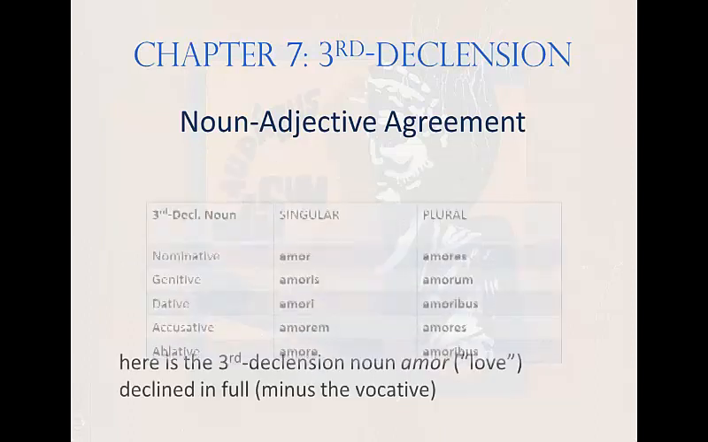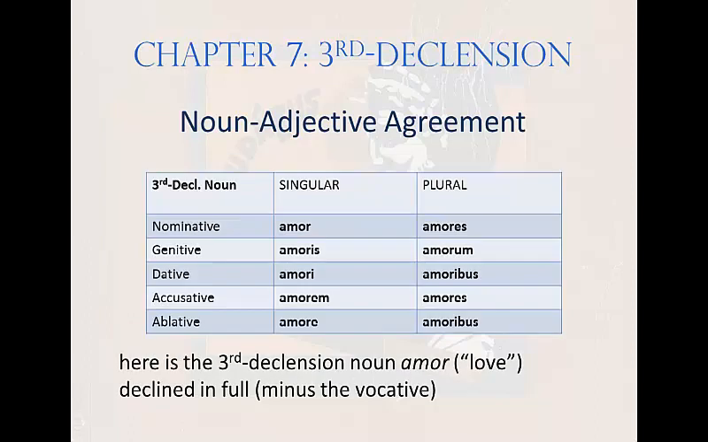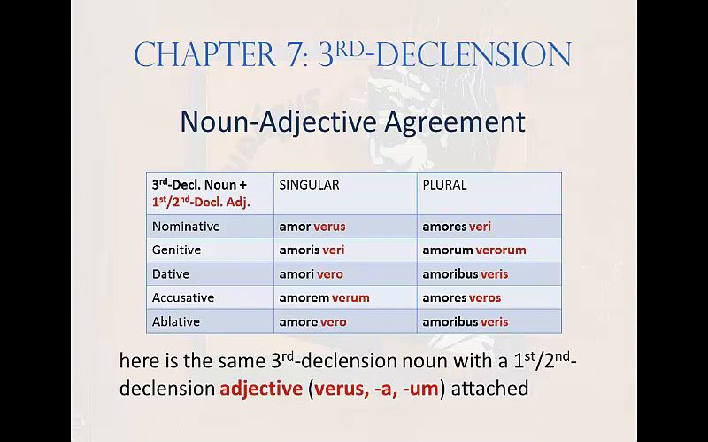Here's the third declension noun amor, meaning love, declined in full, minus the vocative, of course. If we were to add the first-second declension adjective verus, meaning true, creating the noun-adjective cluster true love, this is what that noun-adjective cluster would look like in Latin. Amor verus, amoris veri, amori vero, amorem verum, amore vero.